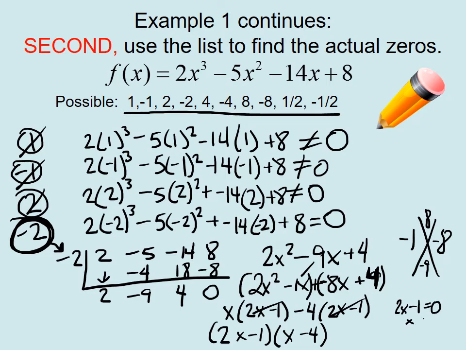This would give me x equals 1/2. And my second factor would give me x equals 4. So we have 3 zeros. We have our original -2, and then we just solved for 1/2 and for 4. And if I look at my list, that matches what my possible zeros could have been.